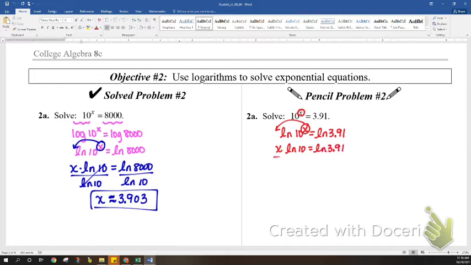We're solving for x, so we need to divide by that natural log of 10. And so in our calculators, we type in natural log of 3.91, close the parenthesis, divided by the natural log of 10, close the parenthesis. And we get approximately 0.5922, or 0.592.